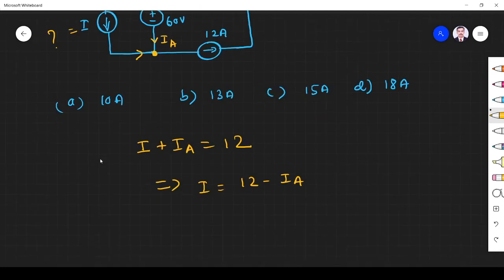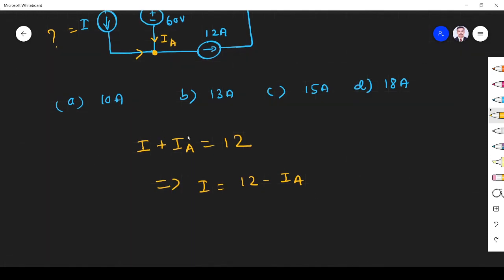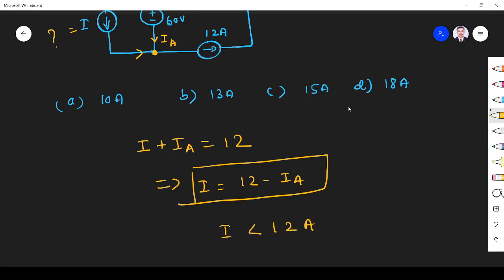Out of the 4 options, which one will be correct? Surely I must be less than 12, because IA may be anything greater than 0. Since it is 12 minus some value, the value of I must be less than 12 ampere. Which option fits? It is not 13, 15 or 18. So I must be 10 ampere. That is the correct option.